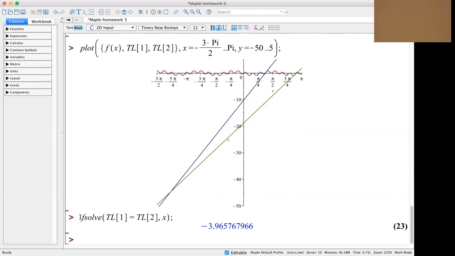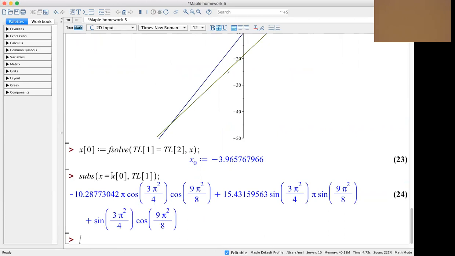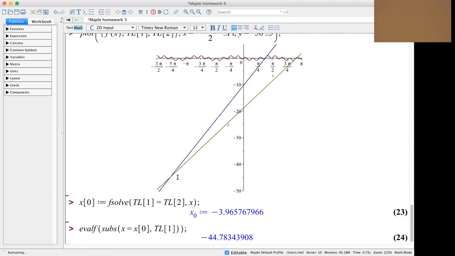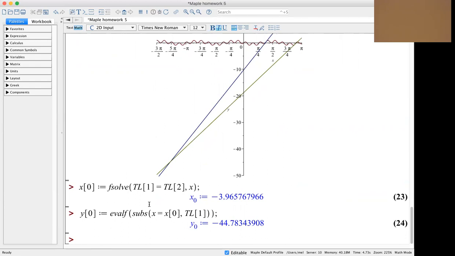And what's the value of y? Let me call this x naught. So that's the value of x as a decimal where these two lines intersect. And if I substitute, subs is the command to substitute, x equal x naught into either one of these lines, and if we convert this with evalf, it will, in one step, convert it to a decimal, and I'll call this y naught. So that's exactly this point, minus 44.